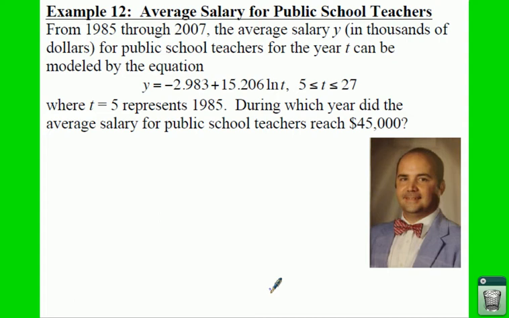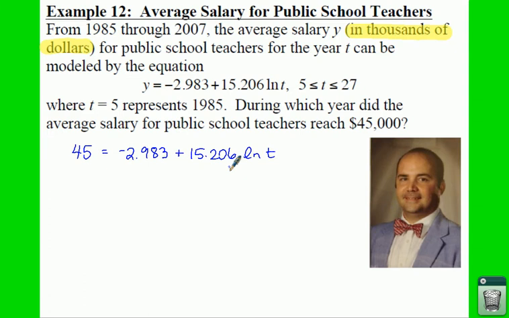During which year did the average salary for the public school teachers reach 45 G's? So since Y is in thousands, you have to be careful here, because what some people are going to do is they're going to solve this equation and set it equal to 45,000, but Y is in thousands, so don't set it equal to 45,000. Instead, set your equation equal to 45. So we set 45 equal to negative 2.983 plus 15.206 natural log of T. You're going to be solving for T.